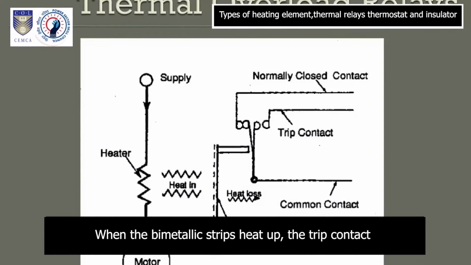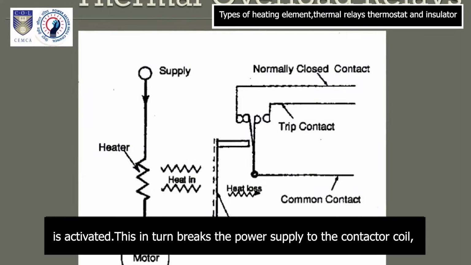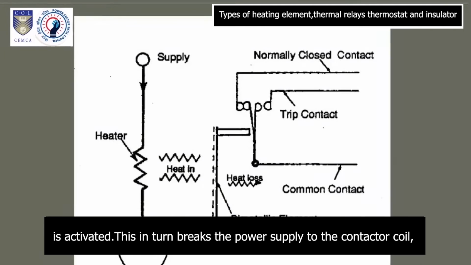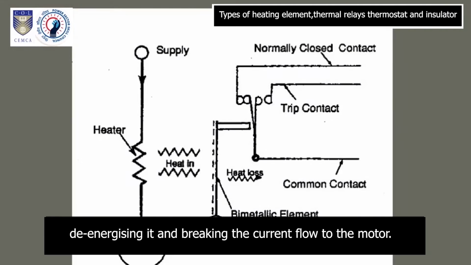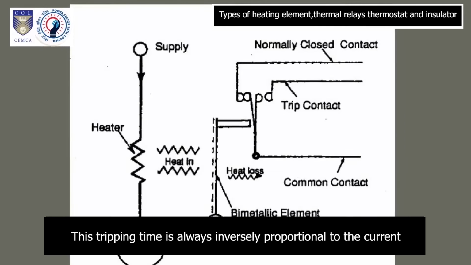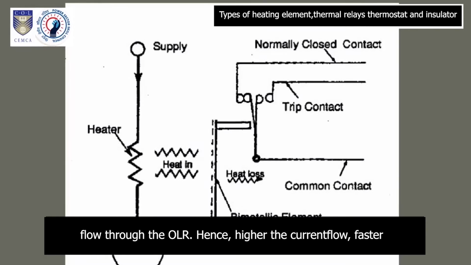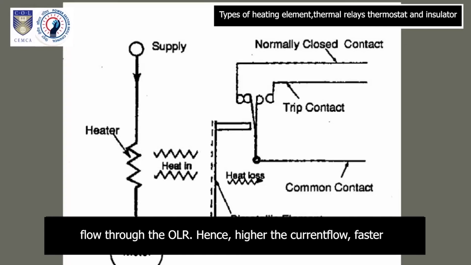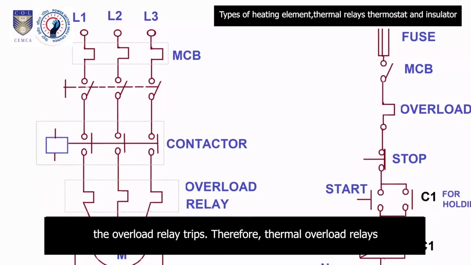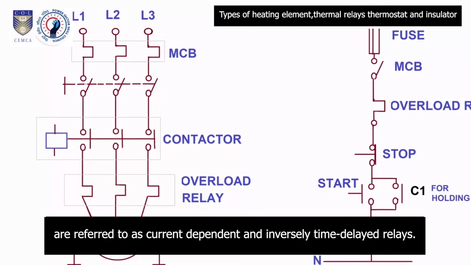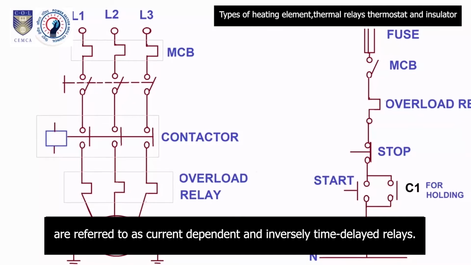When the bimetallic strips heat up, the trip contact is activated. This in turn breaks the power supply to the contactor coil, de-energizing it and breaking the current flow to the motor. This tripping time is always inversely proportional to the current flow through the OLR. Hence, higher the current flow, faster the overload relay trips. Therefore, thermal overload relays are referred to as current dependent and inversely time delayed relays.